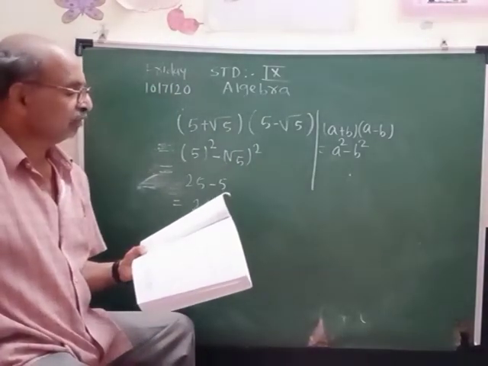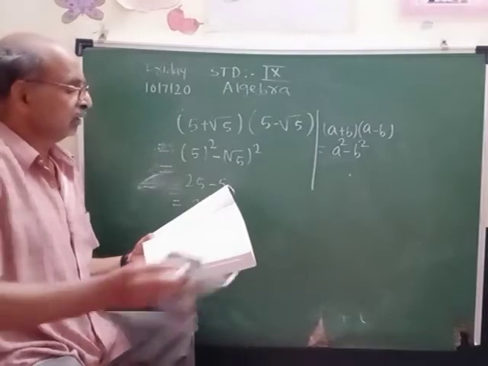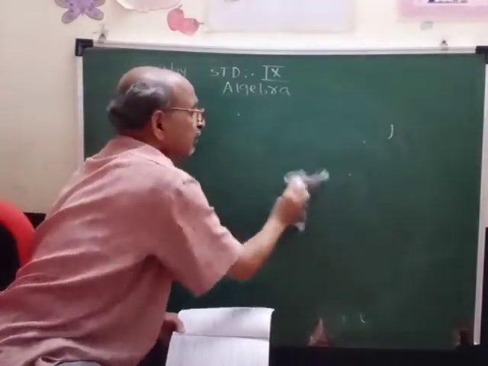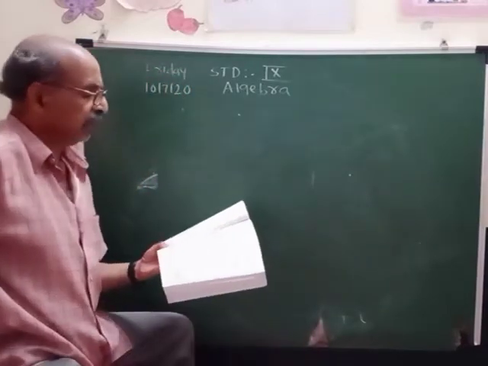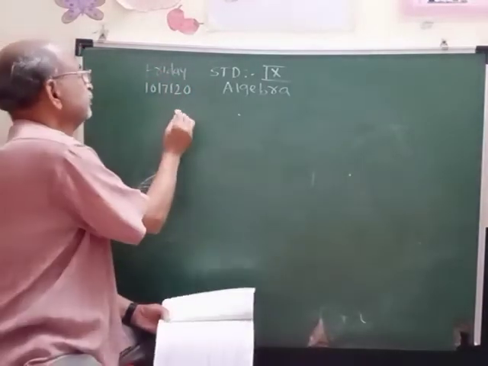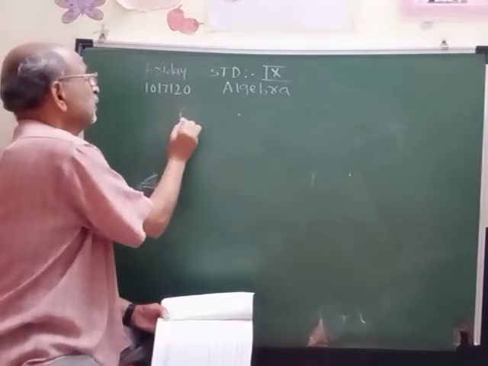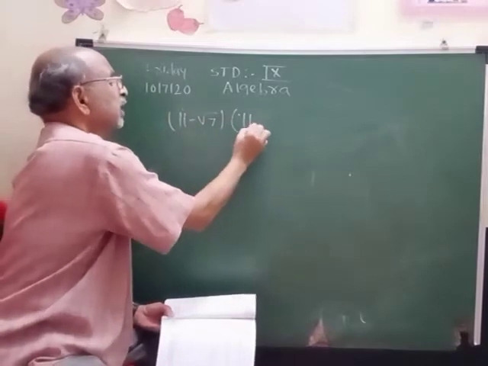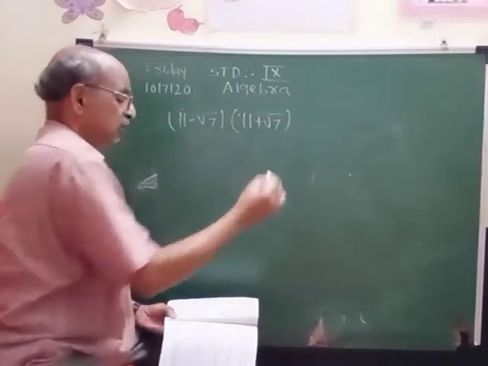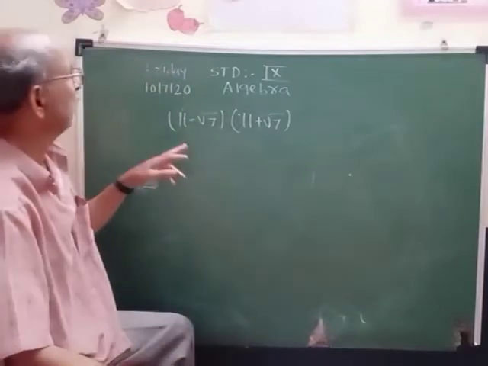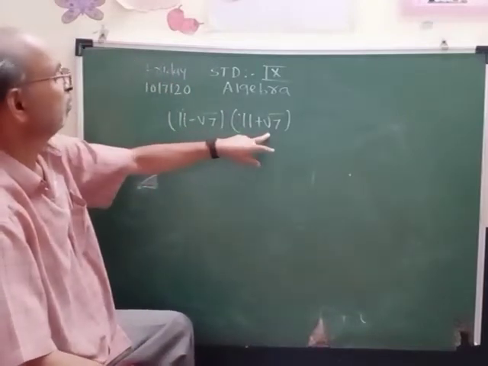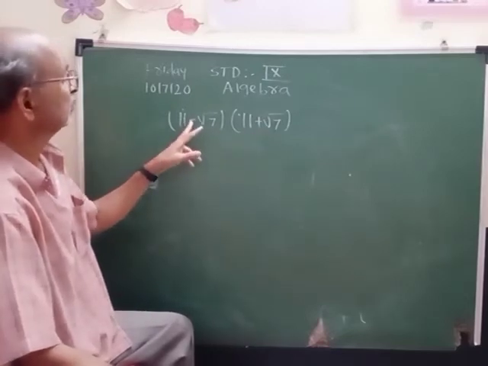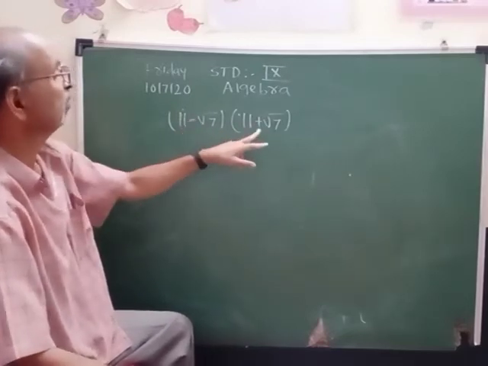Now next we'll solve. Next example we solve now from here: 11 minus root 7, in the second bracket 11 plus root 7. So this is the same way. 11 minus root 7, 11 plus root 7. Here a is 11, b is root 7. Here the terms are same, only here negative and here positive.